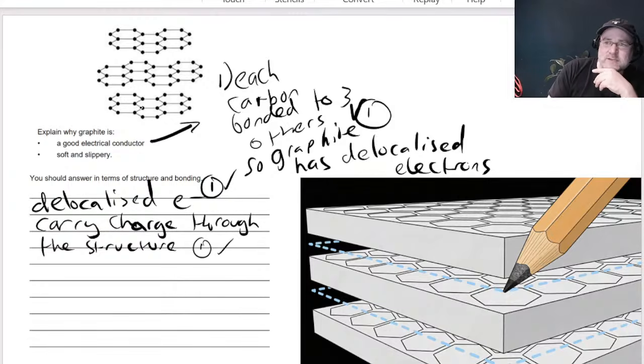Now we want to say why it's soft and slippy. That's the stuff that gets that guy excited, unfortunately. That's the kind of loser we got going on here.